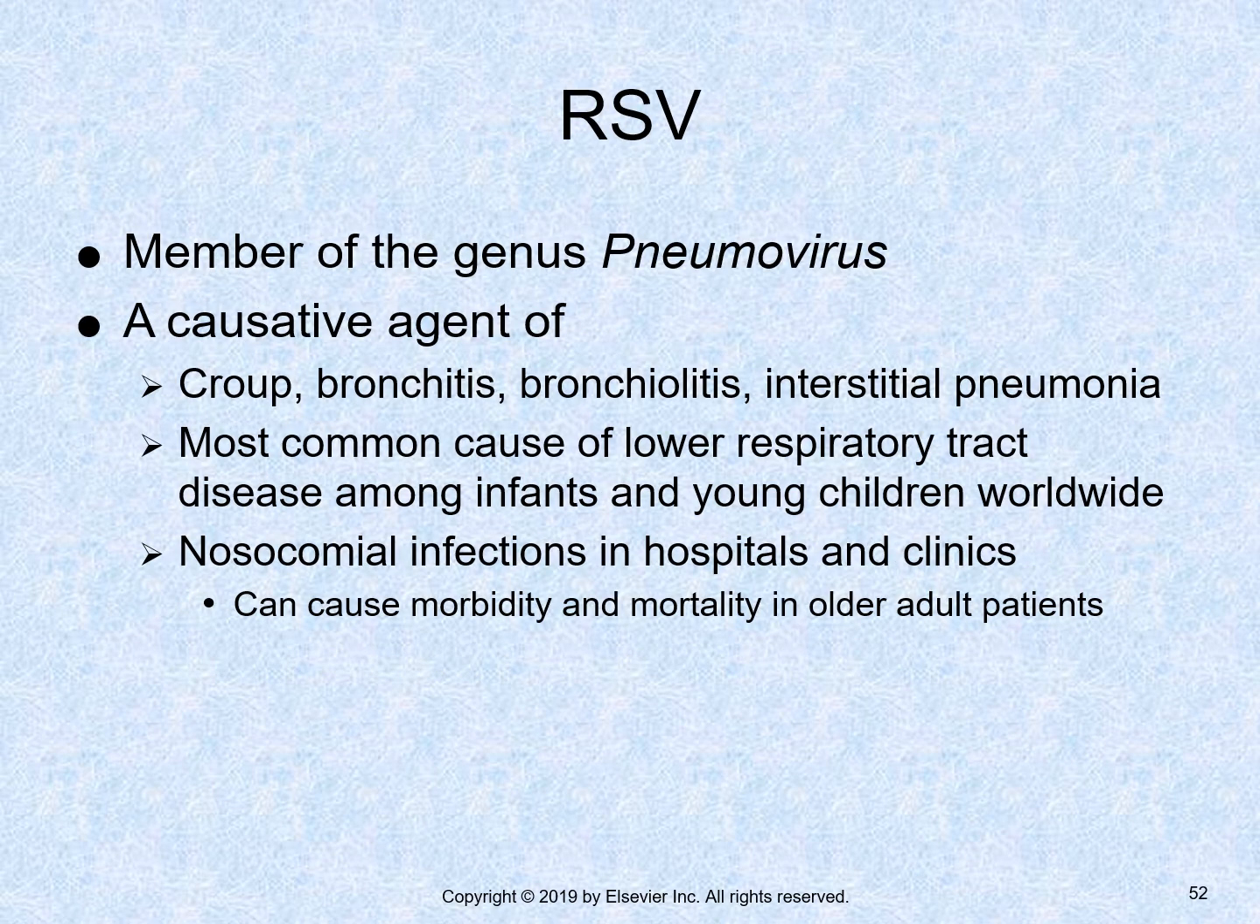Respiratory syncytial virus, also known as RSV, is a member of the genus Pneumovirus. It causes croup, bronchitis, bronchiolitis, and interstitial pneumonia. RSV is the most common cause of severe lower respiratory tract disease among infants and young children worldwide.